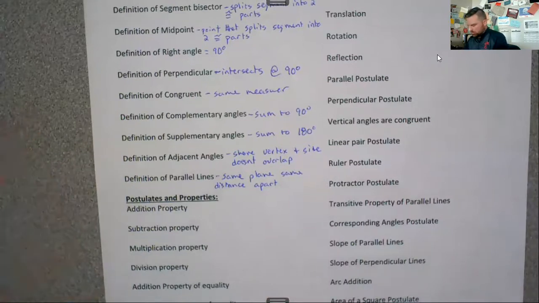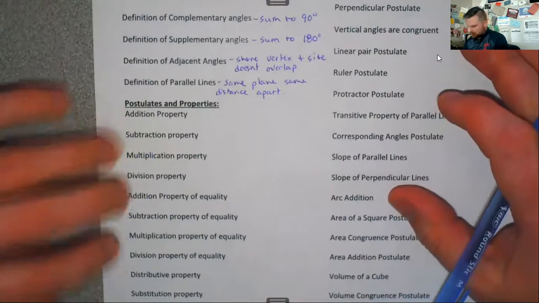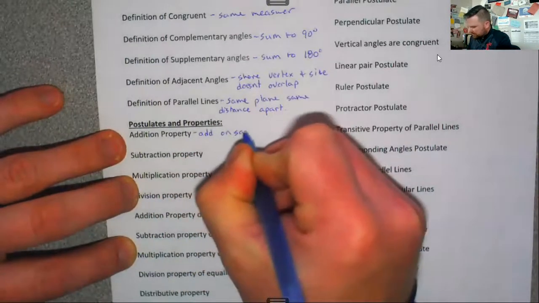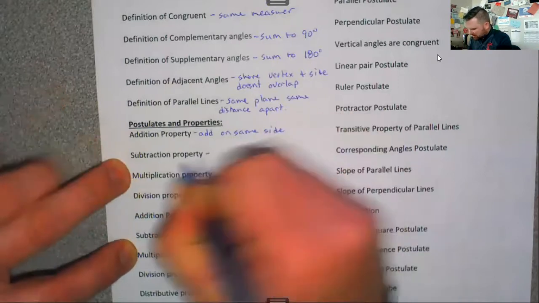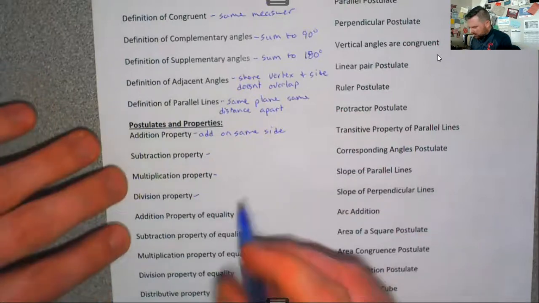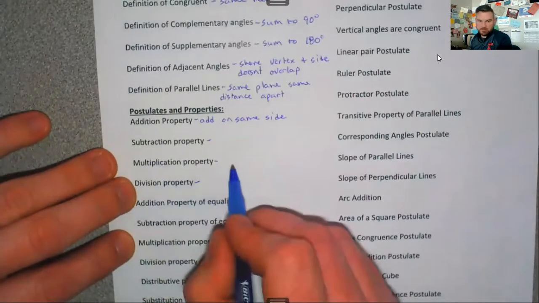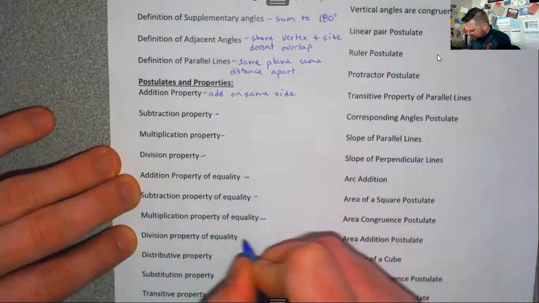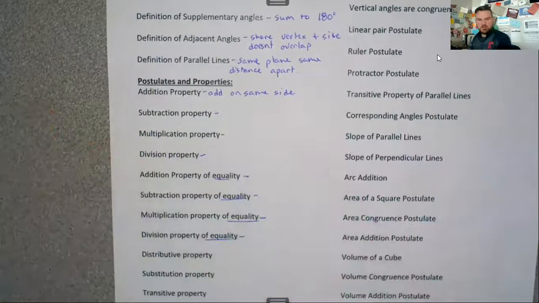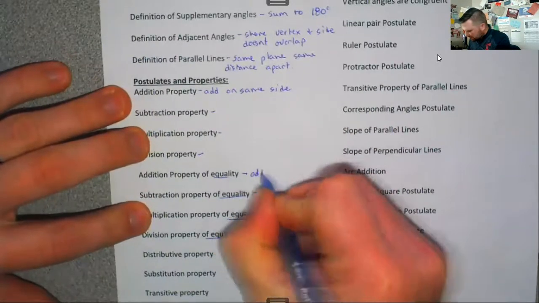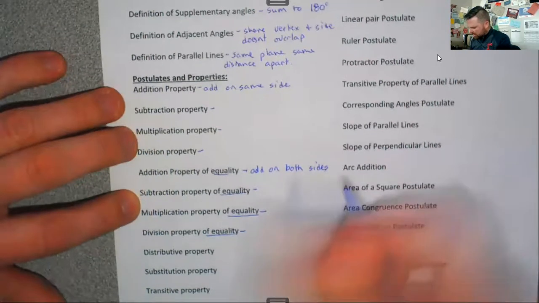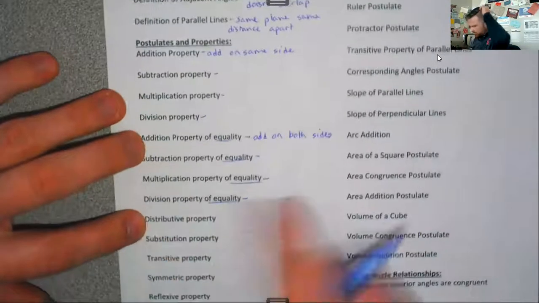Okay, all that stuff's old Unit 1 stuff. So this stuff here is from algebra. So the addition property is add on the same side. And then subtraction, multiplication, division properties all very similar. You're going to subtract on the same side. You're going to multiply on the same side. You're going to divide on the same side. Addition property of equality. Anytime it says of equality, you're doing it to both sides of your equation. So add on both sides. Okay, subtract on both sides, multiply on both sides, divide on both sides.